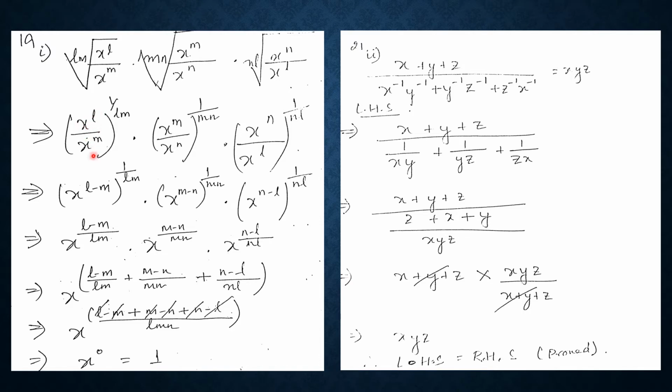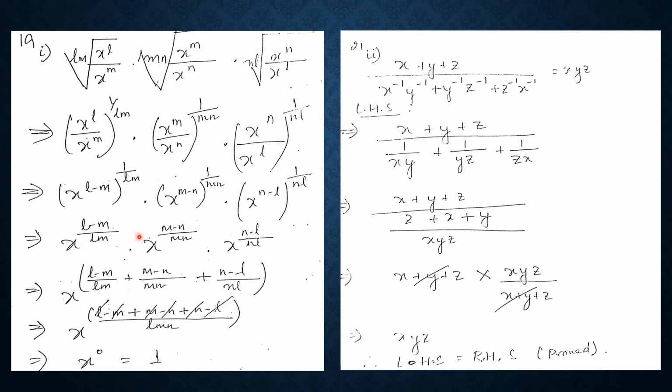So x to the power l by x to the power m can be written as 1 by lm. x to the power m by x to the power n can be written as 1 by mn. x to the power n by x to the power l can be written as 1 by nl. Now since the numbers with the same base having different powers, we can subtract the powers: x to the power l minus m, similarly x to the power m minus n, x to the power n minus l. Now taking the powers out, it becomes l minus m by lm, m minus n by mn, n minus l divided by nl.